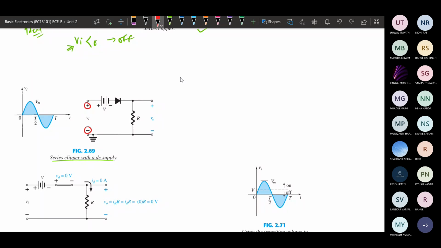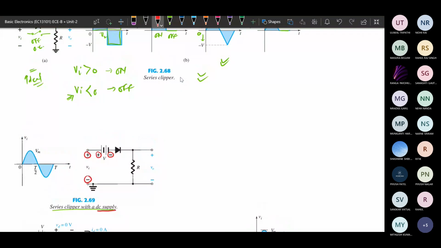But the DC supply voltage that we have applied is in the opposite direction to the input. If we consider KVL, the voltage is in the opposite direction. So suppose this is the input waveform. In this case, our main motive is to find out whether the diode is forward biased or not.